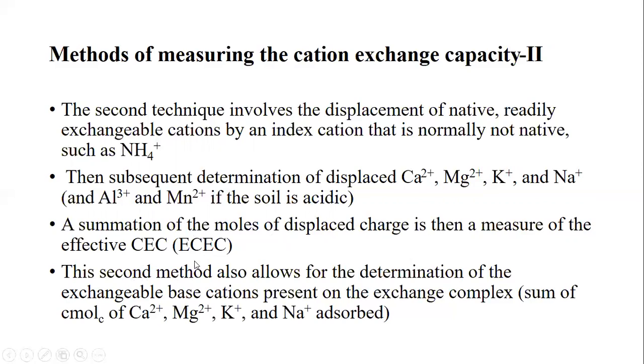This second method also allows for the determination of the exchangeable base cations present on the exchange complex, the sum of the centimoles of charge of calcium, magnesium, potassium, and sodium adsorbed. Because we are determining each one individually, if we add the basic cations, we can have that. So the second method allows for the determination of the exchangeable base cations present, which are calcium, magnesium, potassium, and sodium, which is sometimes important to know.